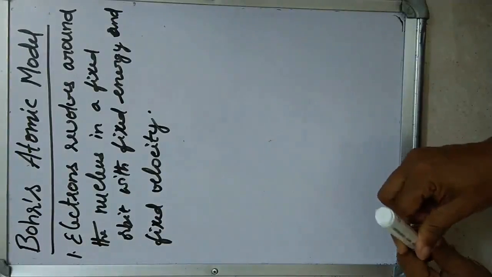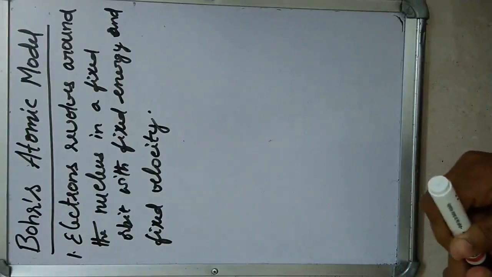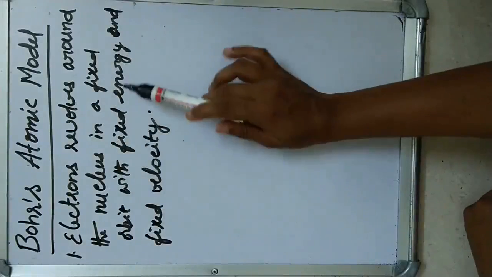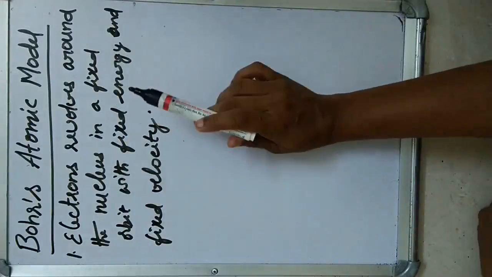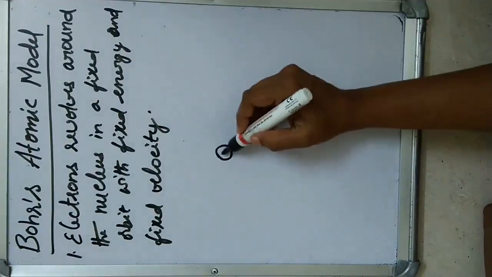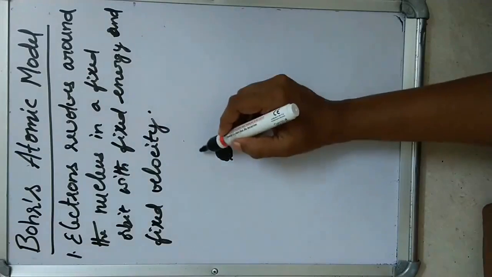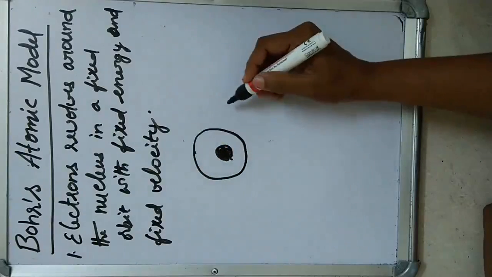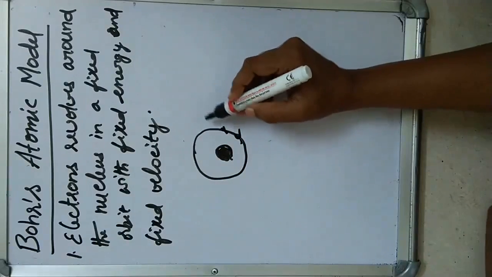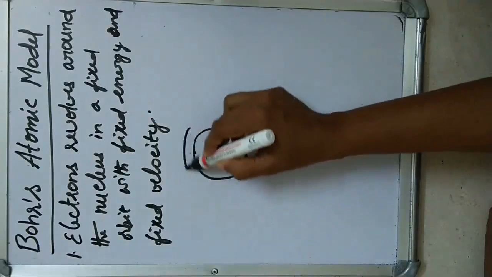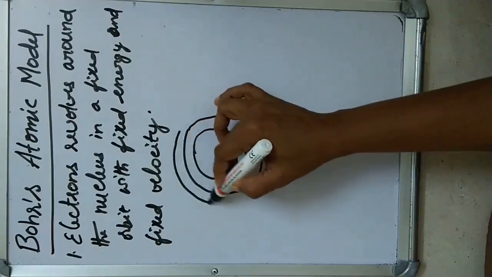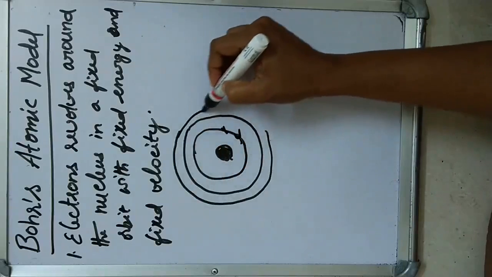Now, as I explained in the video, here I will explain Bohr's atomic model once again. What is the first postulate? Electrons revolve around the nucleus in a fixed orbit with a fixed energy and fixed velocity. What is the meaning of this? This is a nucleus and this is an orbit. Electrons revolve around the nucleus in a fixed orbit. What is the meaning of a fixed orbit? It means that at a certain distance, with a certain energy level, electrons revolve around the nucleus.